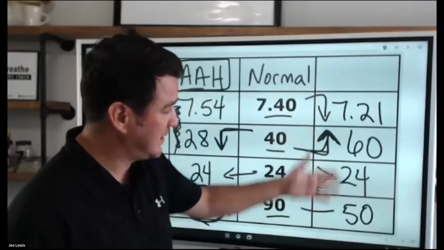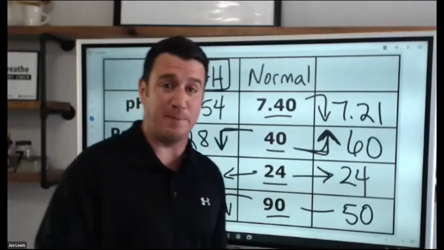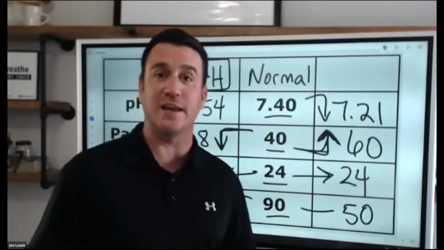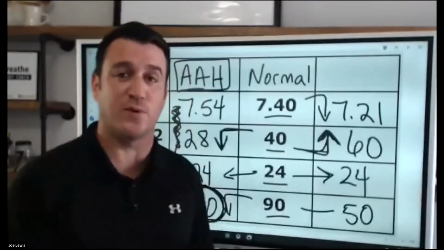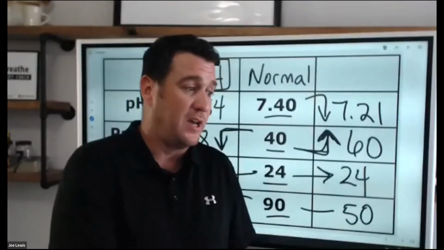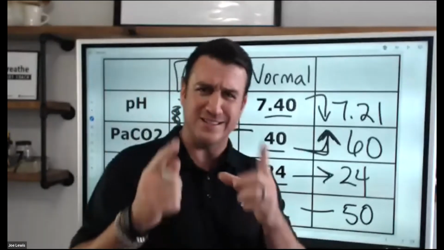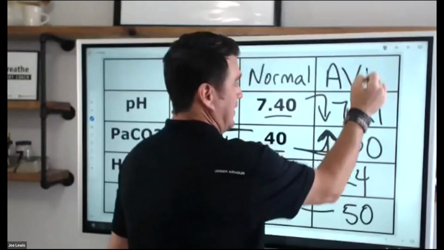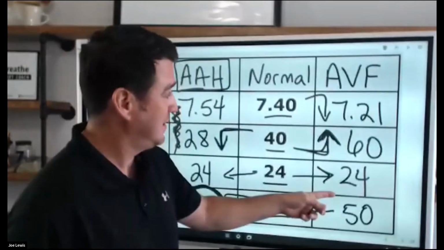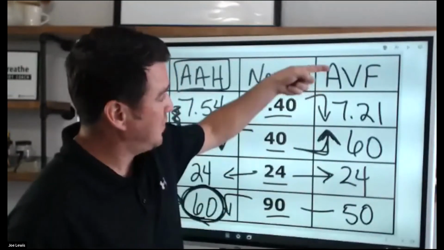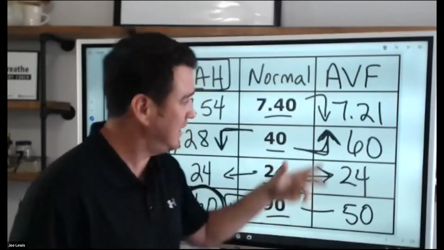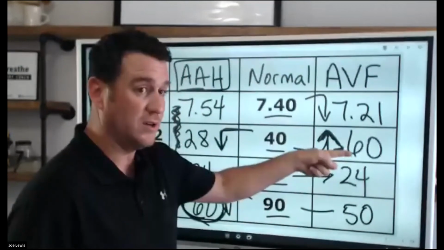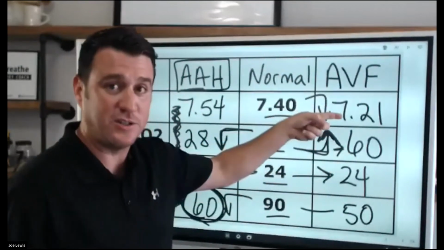Now, we would interpret this as an uncompensated respiratory acidosis. Okay, what does that mean? Uncompensated respiratory acidosis means you have a respiratory problem causing an acidosis. You with me? Doesn't it make sense that we could just say that this patient and this blood gas is acute ventilatory failure? This person is acutely failing to get rid of CO2, causing an acidotic pH.